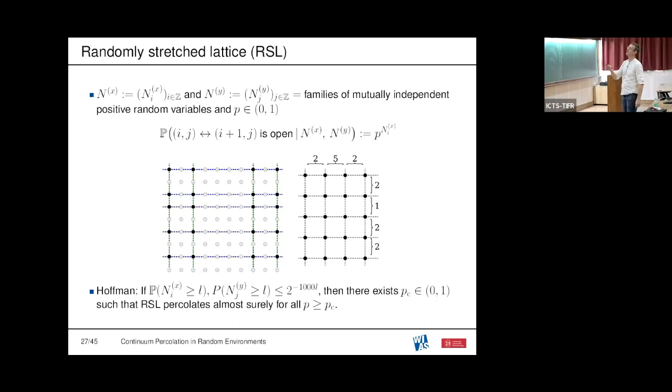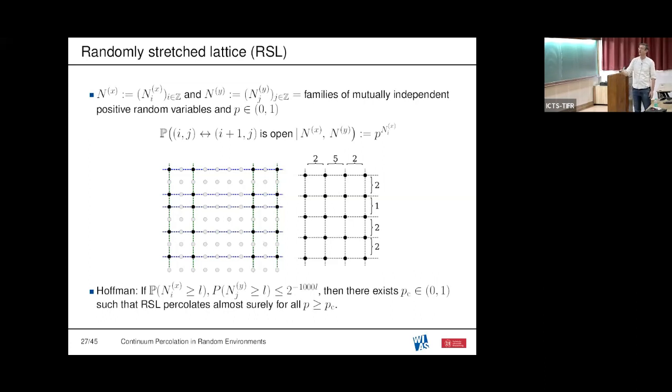Here's just briefly our input from Hoffman. He looks at these environments, where the probability to connect a vertex to its right neighbor, conditioned on the environment, is geometric. The environment N are these numbers up here and here and here. And it just tells you, well, if this is a large number, it becomes harder to traverse. It becomes P to the power of this number to traverse, let's say from here to here.